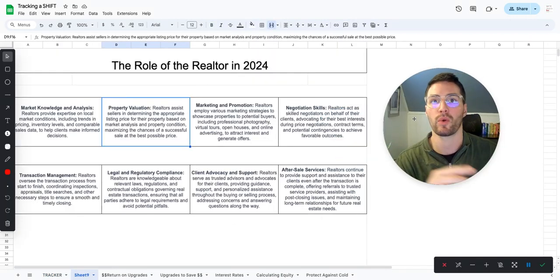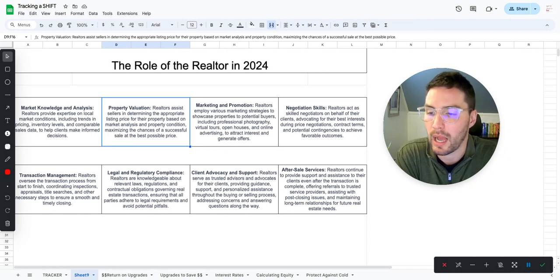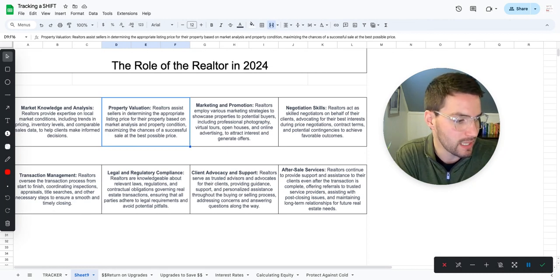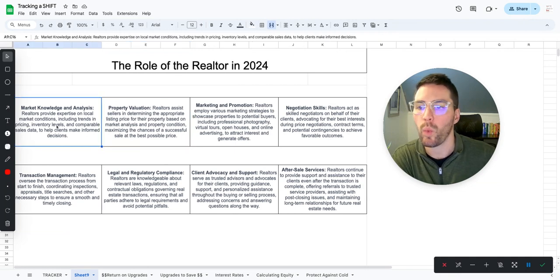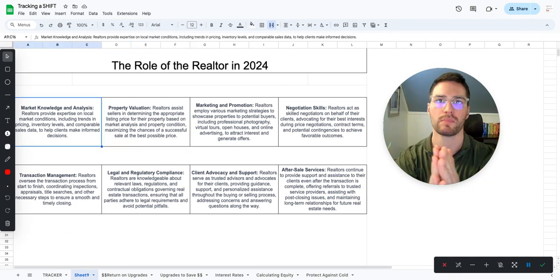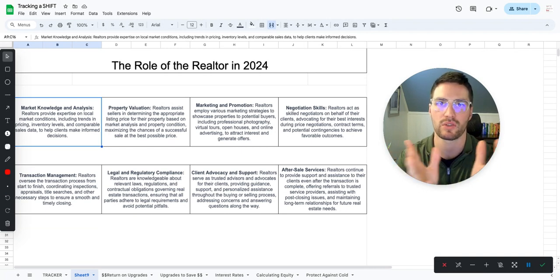Let's talk a little bit about the role of the realtor. Now, I do this not because I'm trying to highlight all the great things about realtors. That's not really what this is intended to be. What I want this to be is, if you are going to meet with an agent, you should have an idea of what the expectations are for them and how they should show up in your world.